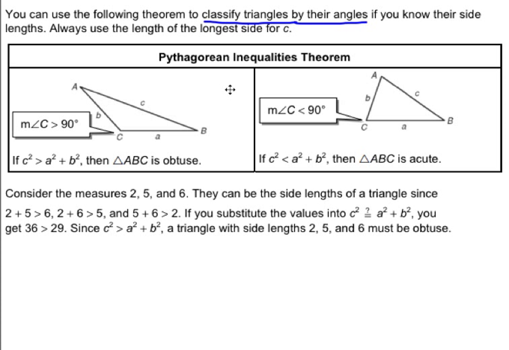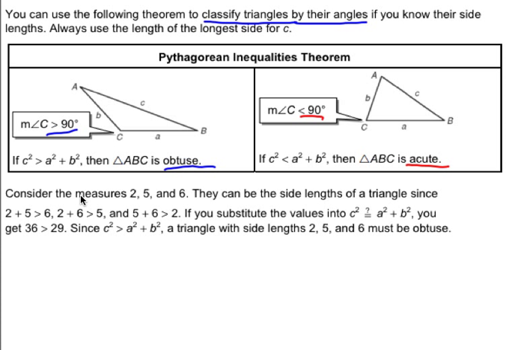So in this case, the Pythagorean inequalities theorem lets us know that if I took angle C and I can identify it as being greater than 90, which makes it obtuse, okay, it's greater than 90, or it's going to be acute because the measure of angle C is less than 90. We're looking at that in terms of the sides.